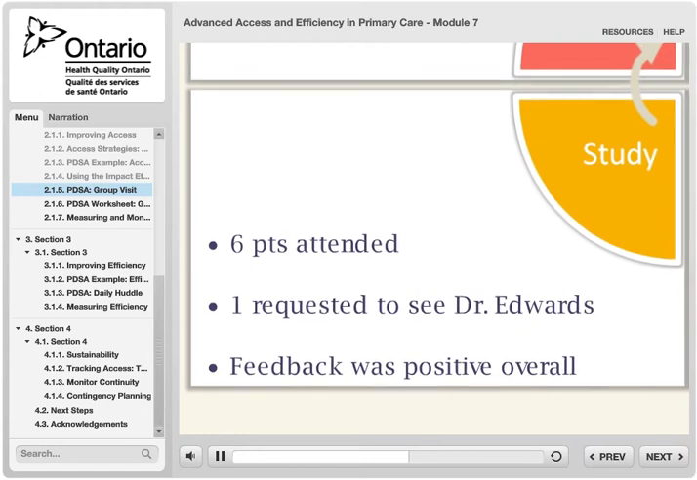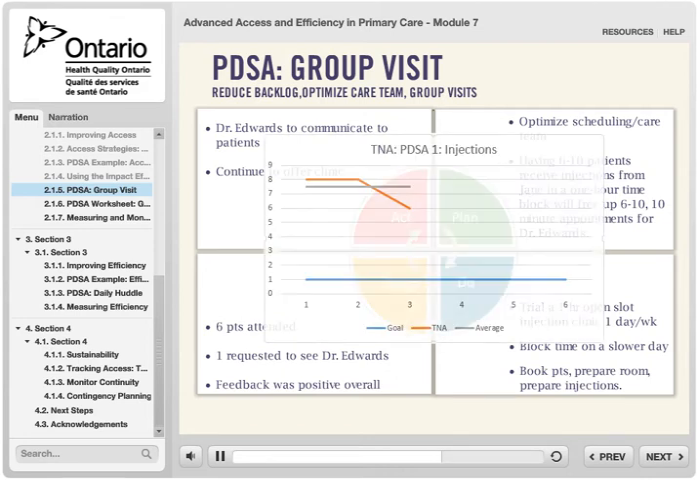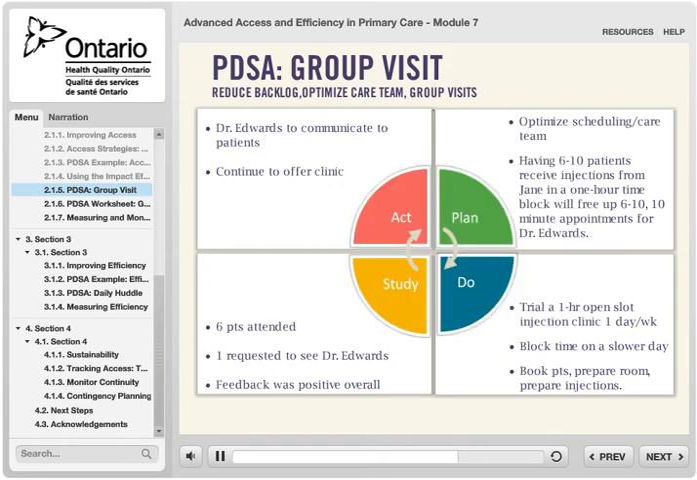The team decided that the clinic was a success based on the overall positive reaction of patients. All team members felt that they were able to spend more time with patients and would work to maximize attendance to 10 patients with the next clinic to increase supply. The team started a run chart to visually track the impact offering the group visit has on the third next appointment measure. The team decided Dr.